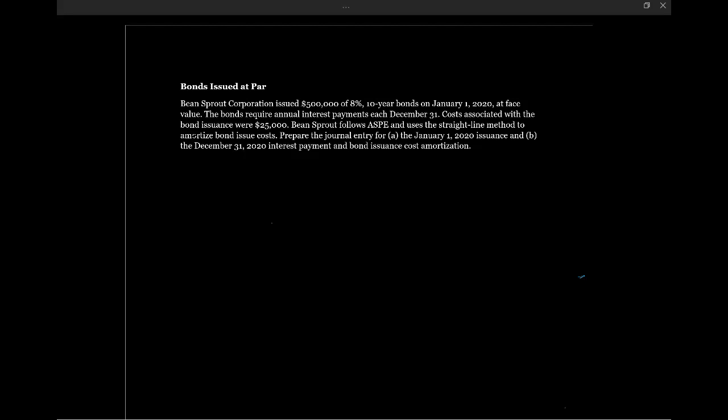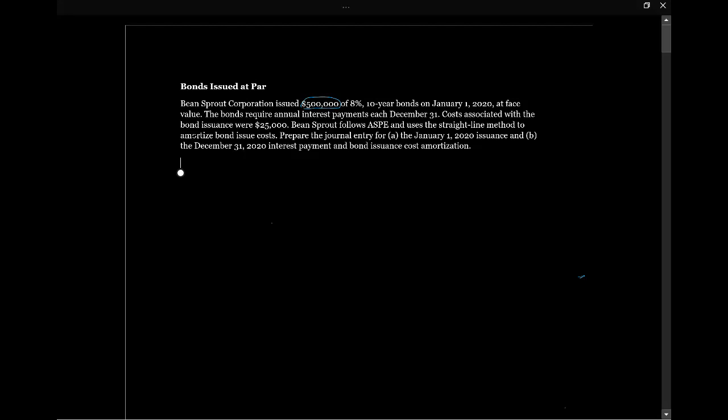So we know that there were bonds issued that are $500,000 and they're 8% 10-year bonds. They were issued on January 1st, 2020. And this is really important here where it says at face value. So we know that we actually got in the cash of this $500,000 because it is at par. So there's no amortization of a premium or a discount that we need to think about in this question.